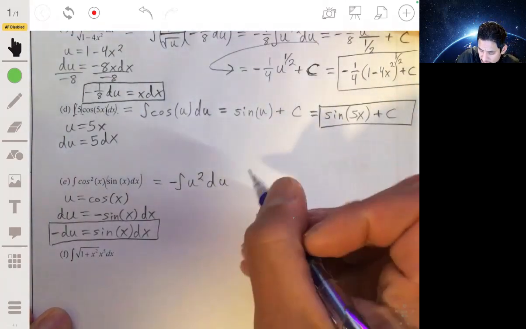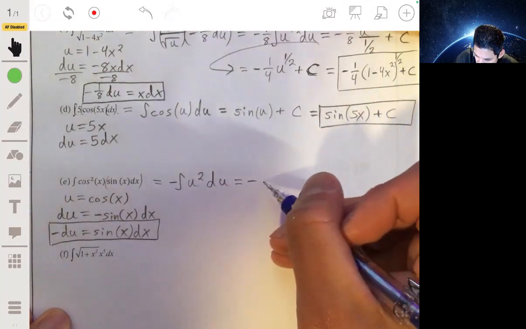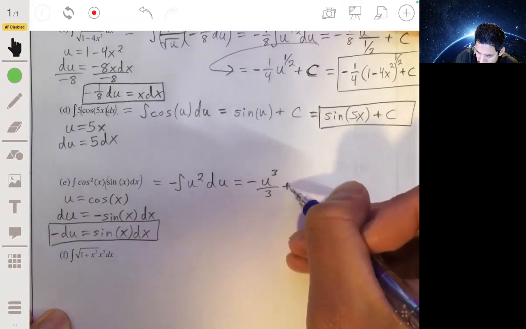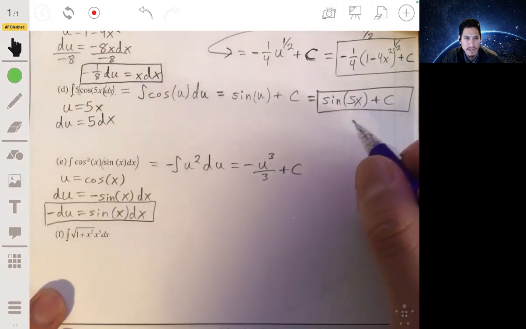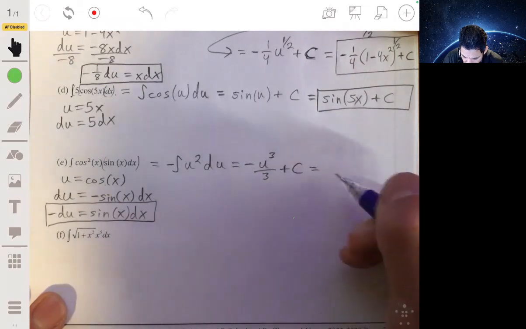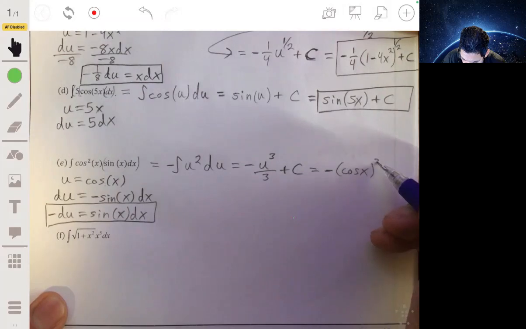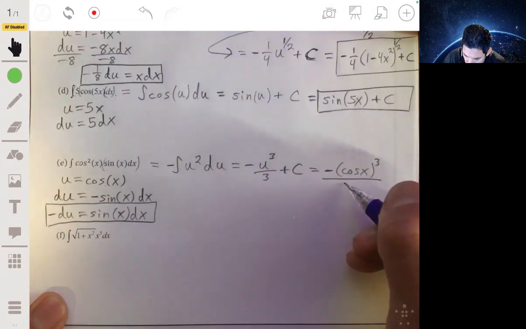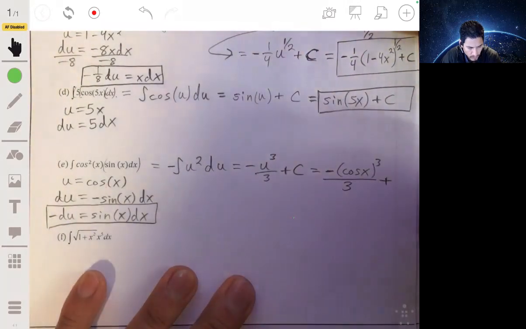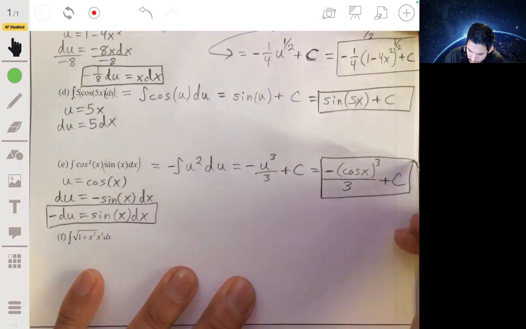And then from here, this is actually a very simple integral to integrate. We just add 1 to the exponent. So u to the 3 divided by 3 plus c. Rewrite our answer in terms of x. So we're going to resubstitute cosine of x for u. And we're going to get the negative cosine of x, all to the third power over 3, plus c is our final answer.